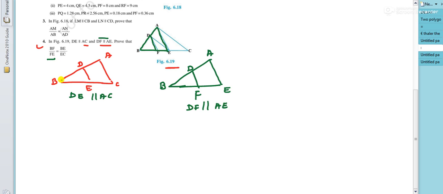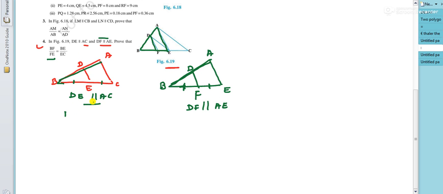If you look at here, where is BF? Do we have BF? This is F, yeah, BF. This BF by FE is equal to BE by EC. This we have to prove. So again, if you look at here, these two are common on both the triangles, so we can take the advantage of that.